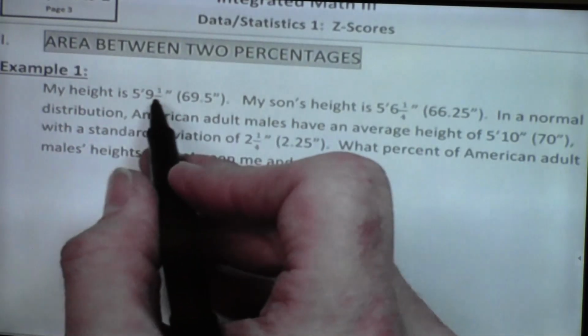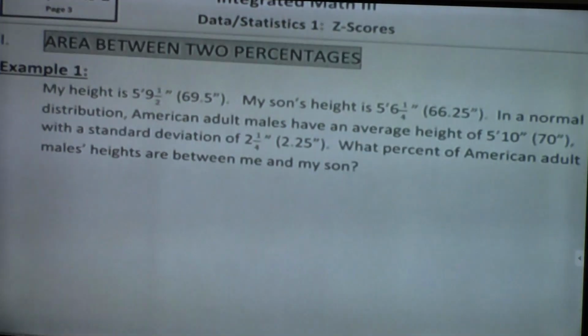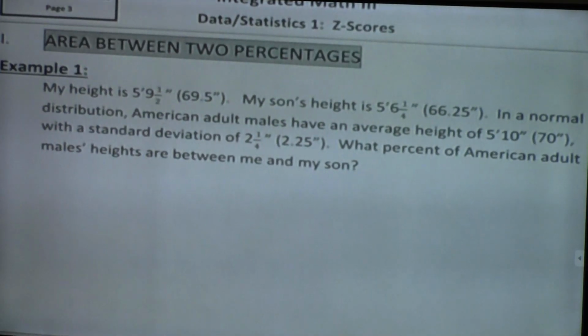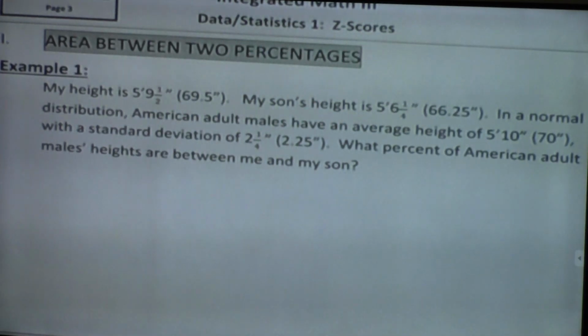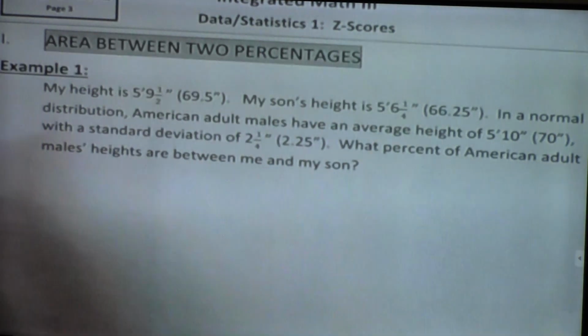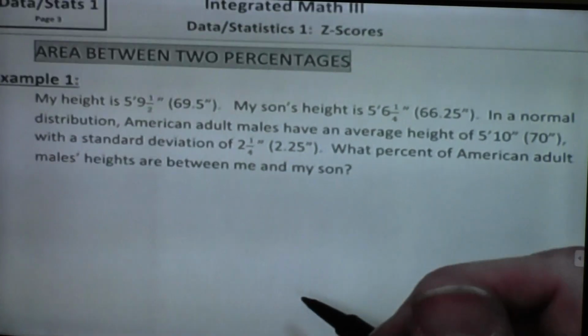So my height is 5'9½", my son's height is 5'6¼". I did this question a year or two ago, maybe a year ago, and that actually is my height, and my son's height is now probably closer to about 5'7". He's gotten a little bit taller, not that much, he does these spurts of growth. But I'm going to stick to this problem here. So I figured we'd make some good problems.